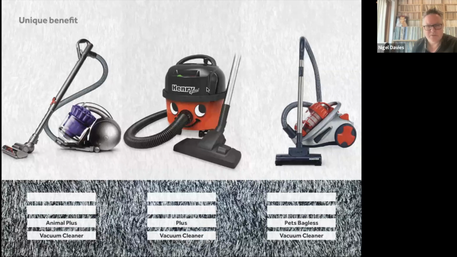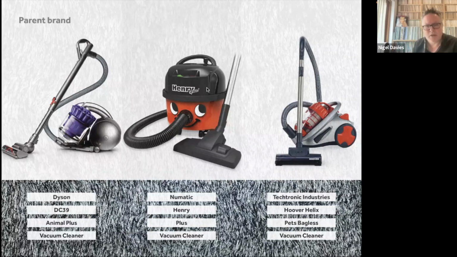Each of them then has some sort of unique benefit that helps you understand what makes it different to any other model that's out there. So Animal Plus, Petless, Pets, Bagless. These are super sucking vacuum cleaners compared to other things out in the market. But then we'll have a product name like the DC39, Henry, or the Hoover Helix. And these are the product names that they've given to these individual things.